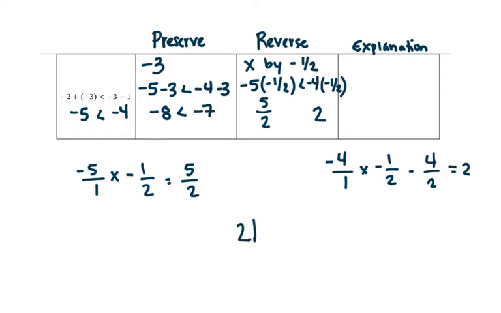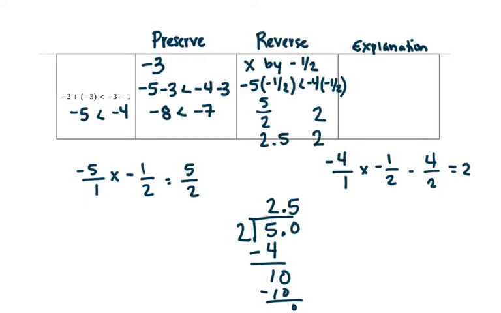So I'm going to divide 5 by 2 and see what I get. So 2 goes into 5 2 times. So minus 4, that leaves me with 1. I'm going to put a decimal here. I'm going to drop down a 0. 2 goes into 10 5 times. Minus 10, that equals 0. So this is really 2.5 and 2. And I can't say that 2.5 is less than 2 because 2.5 is greater than 2.